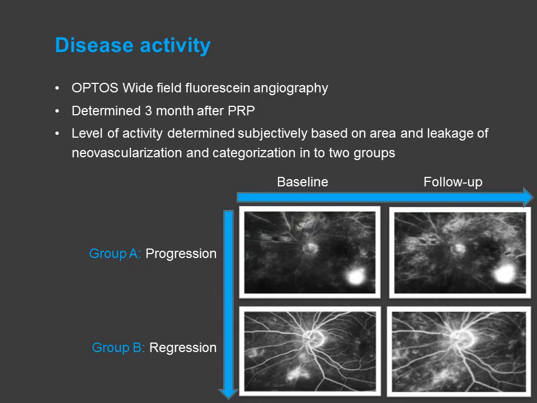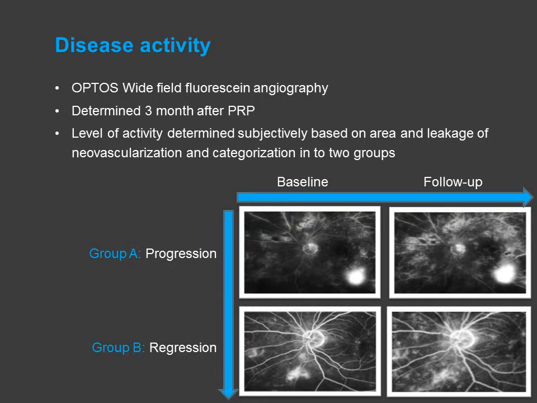So, the disease activity was determined by looking at Optos fluorescein angiographies. We did the angiographies at baseline and at follow-up, and at the 3 months follow-up, we looked, of course, at the pictures and determined if there was any progression or regression of the state. And this was done subjectively, as it is done in the normal clinic today. The area and the leakage of the neovascularization were the basis for this categorization into the 2 groups.